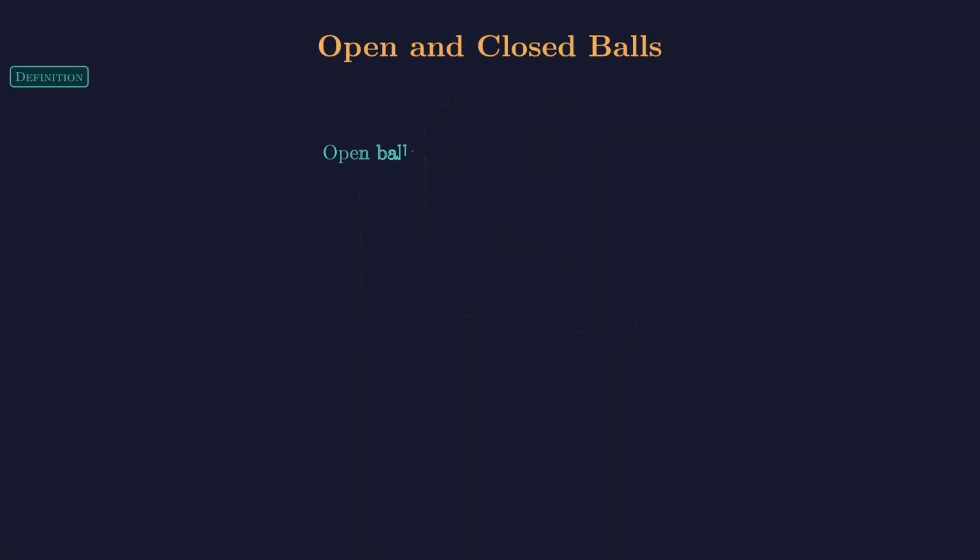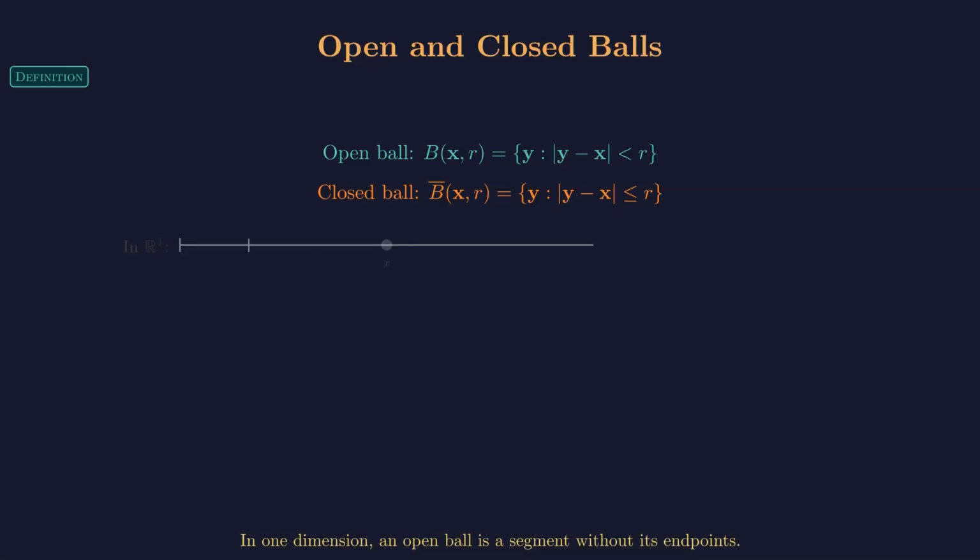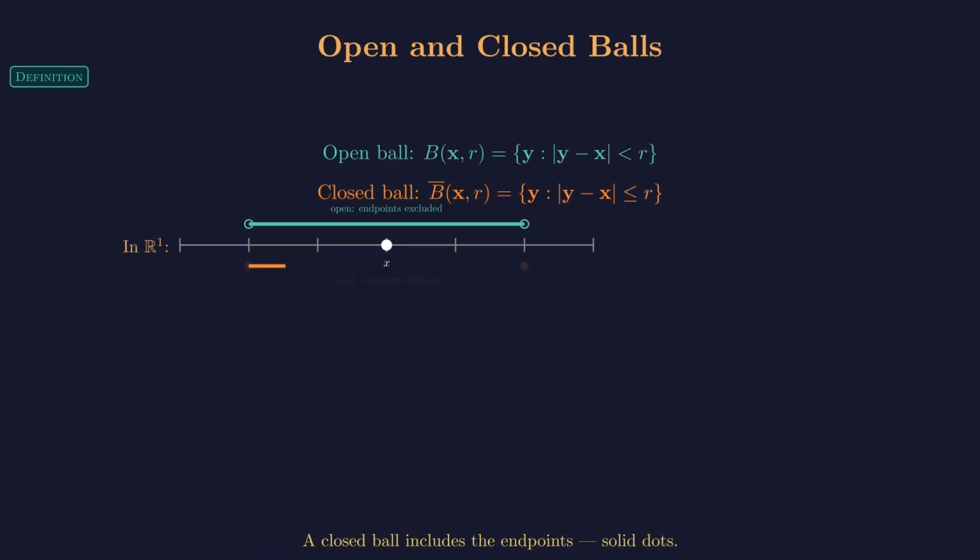Now, let's define balls in a metric space. A ball is all points within distance r of a center x. The open ball uses strict inequality. The boundary is excluded. The closed ball includes it. In one dimension, both are simply intervals centered at x.